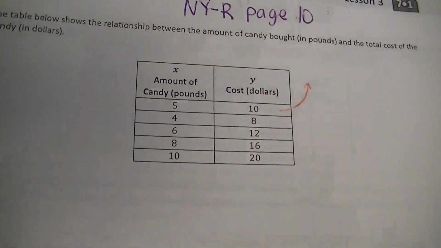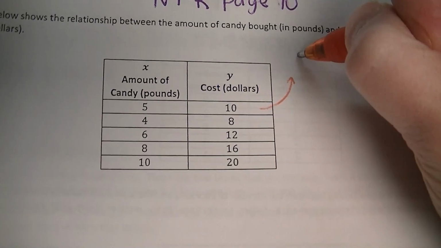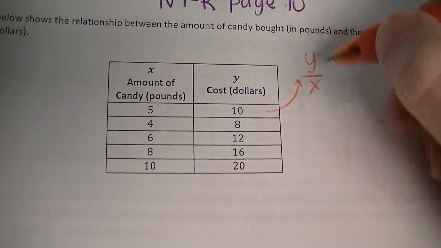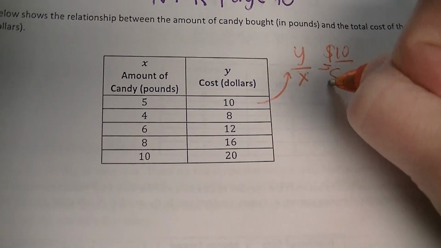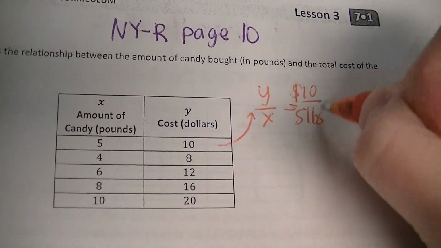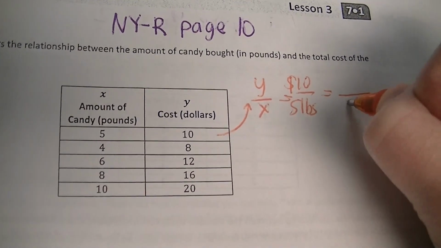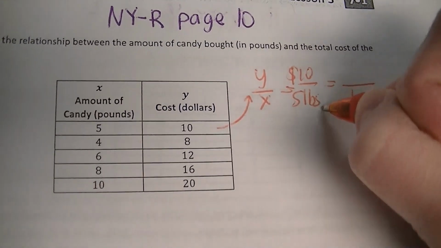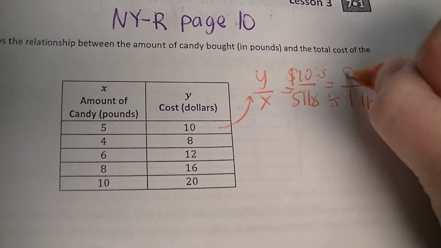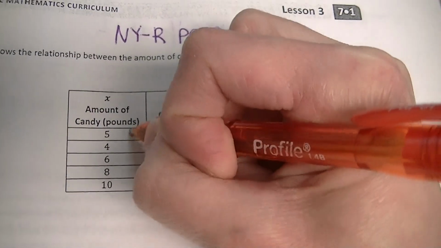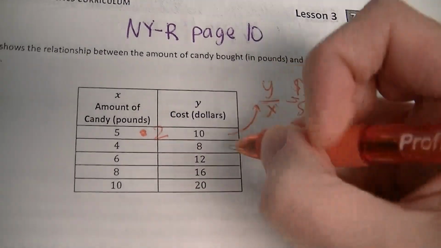I'm drawing an arrow up there so I have room, and we go y divided by x. That's $10 for 5 pounds. That's not the unit rate, that's just a rate right there. So let's find that unit rate. We divide by 5, and 10 divided by 5 is $2 a pound. So I took that x value and multiplied it by 2.